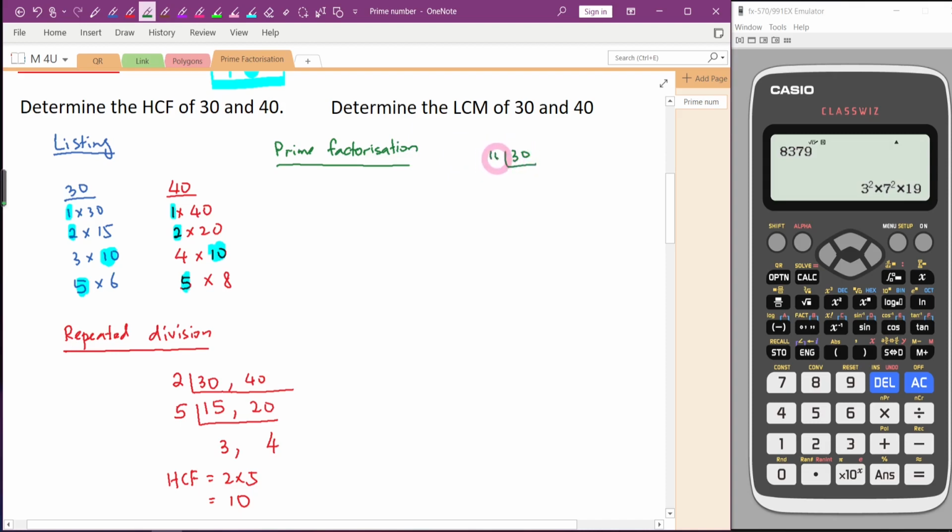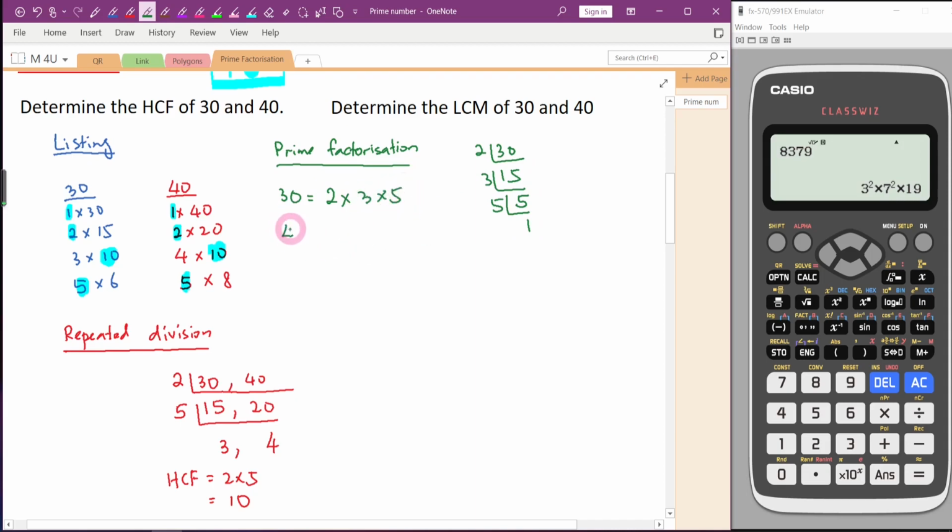If you use 10, then you will get 3 times 10, you get 30, right? So you say 30 is equal to 3 times 10. This is not prime factorization because 10 is not a prime number, right? Okay, so divided by 2 first, 15, divided by 3, 5. 5 times 3, you will get 15.